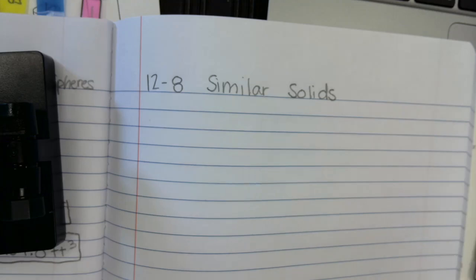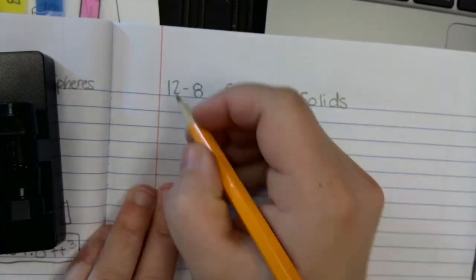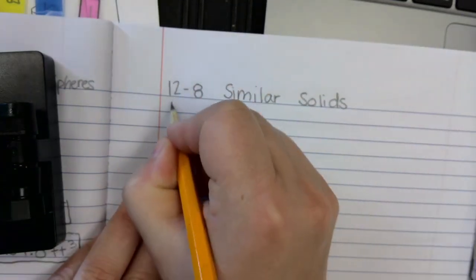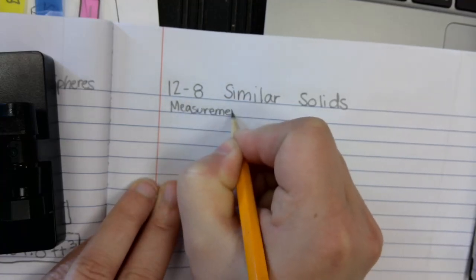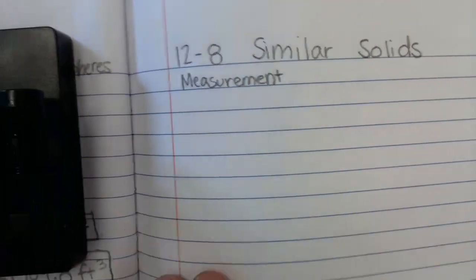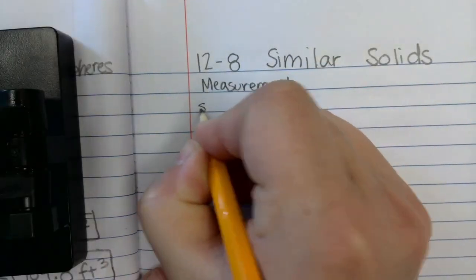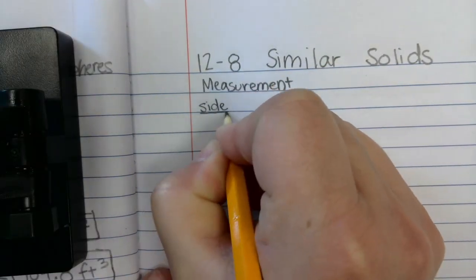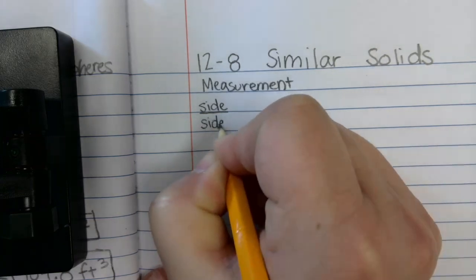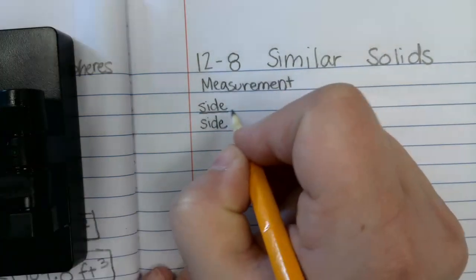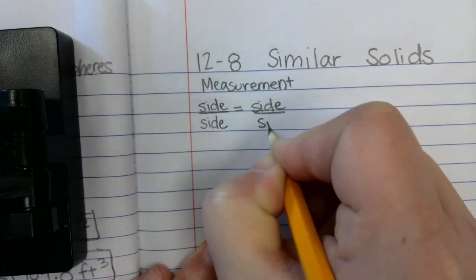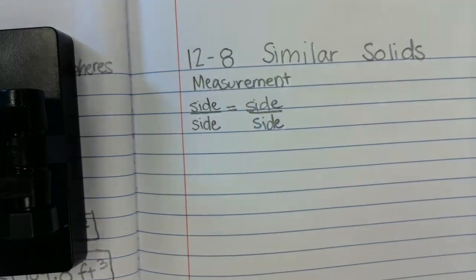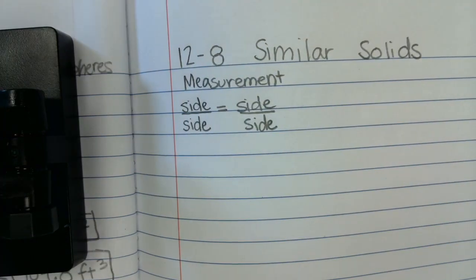Okay, so a couple of things back from chapter 7. We talked about measurements. If I look at measurements of similar solids, we know that if I compare one side of a solid to the side of another solid, we can write that ratio equal to another side over another side, or some sort of measurement. Sometimes we're talking about the height or a radius, not necessarily the side.